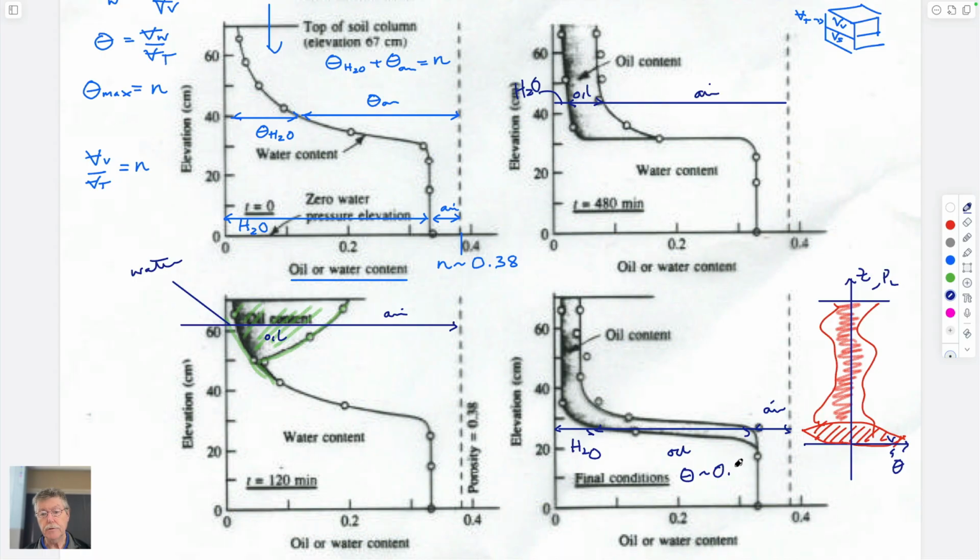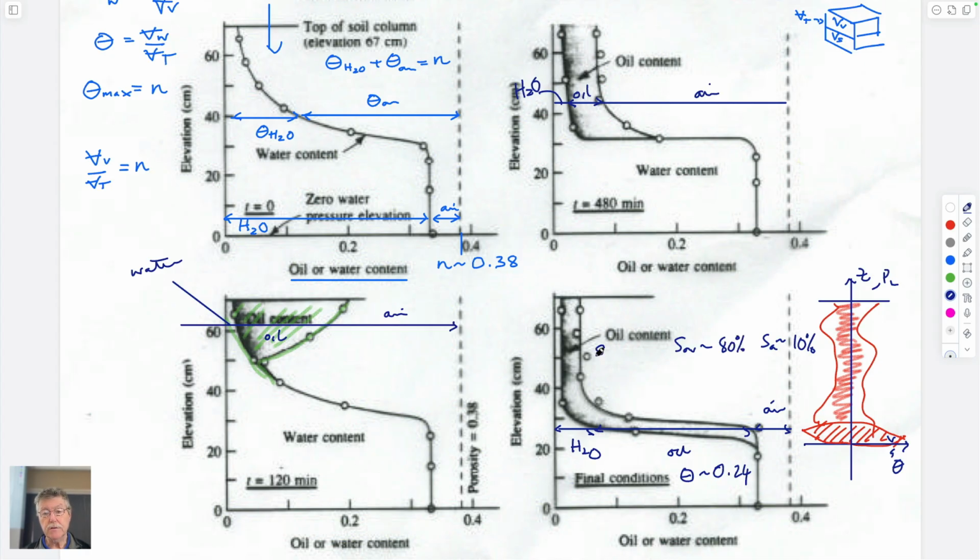Yeah, 0.24. But perhaps it's more convenient to think about it in terms of saturation. So the saturation would be 1 from this point to this point. So in terms of saturations, saturation of air is 10%. Saturation of oil is this length here, 80%.